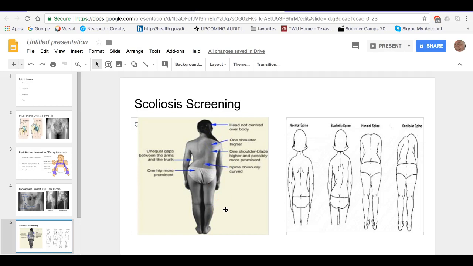The other thing that we do when we screen for scoliosis is ask the child to bend. And when they bend, you see how this is called a rib hump. See how that shoulder comes up? You can see that when they bend over. That's part of the screening process for scoliosis.